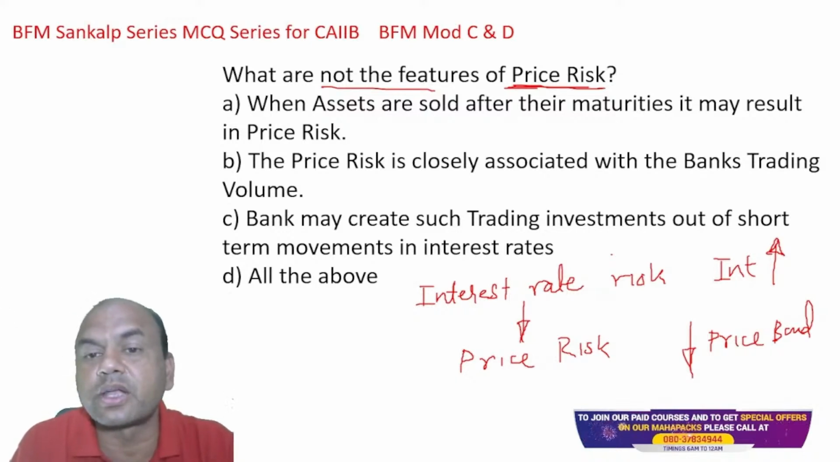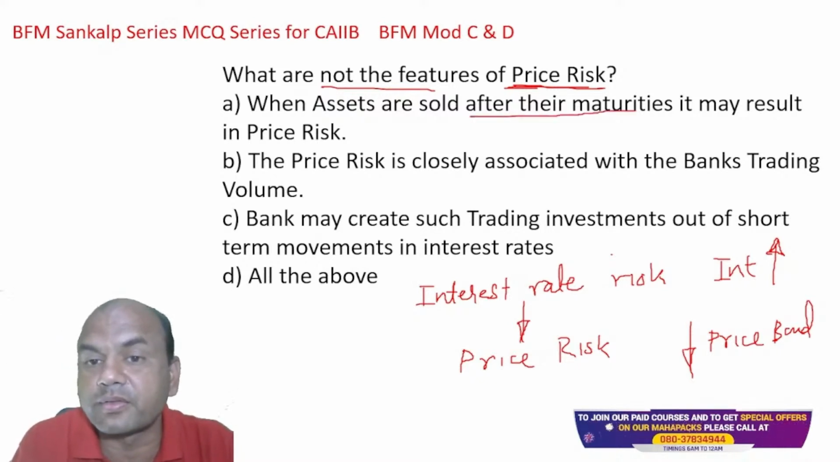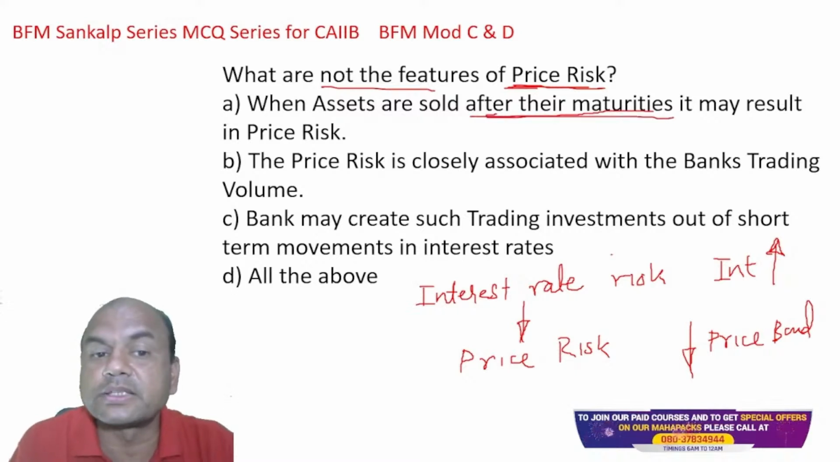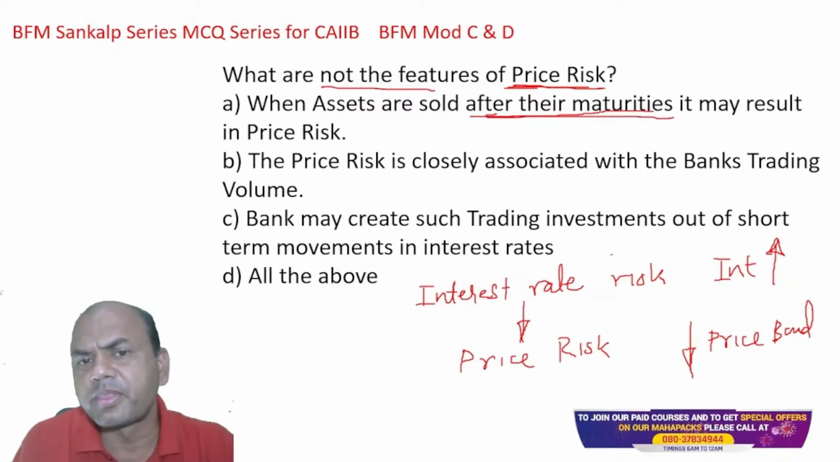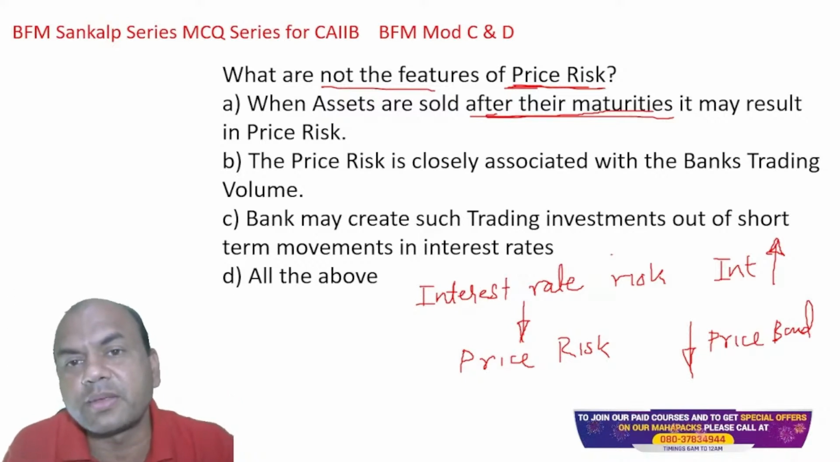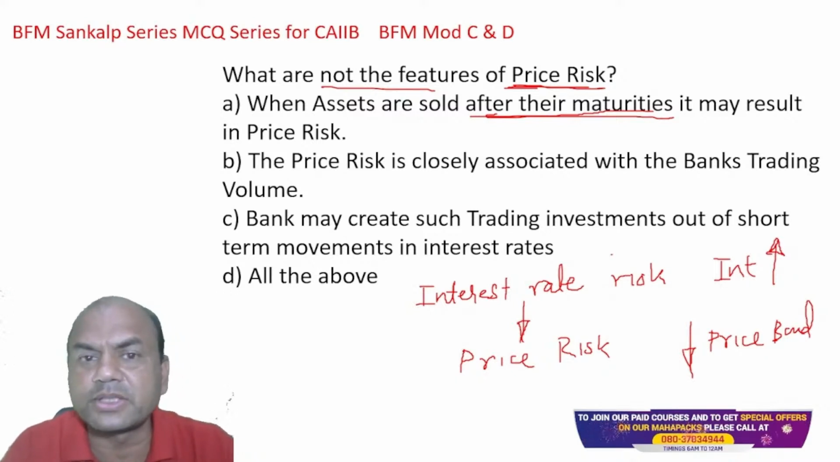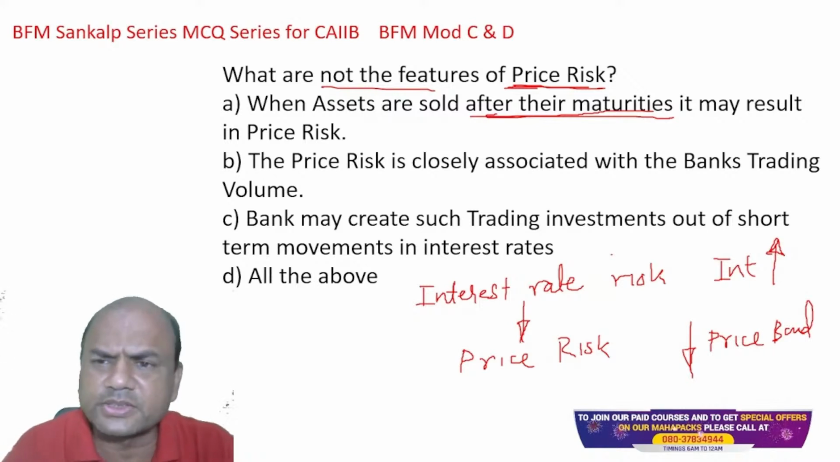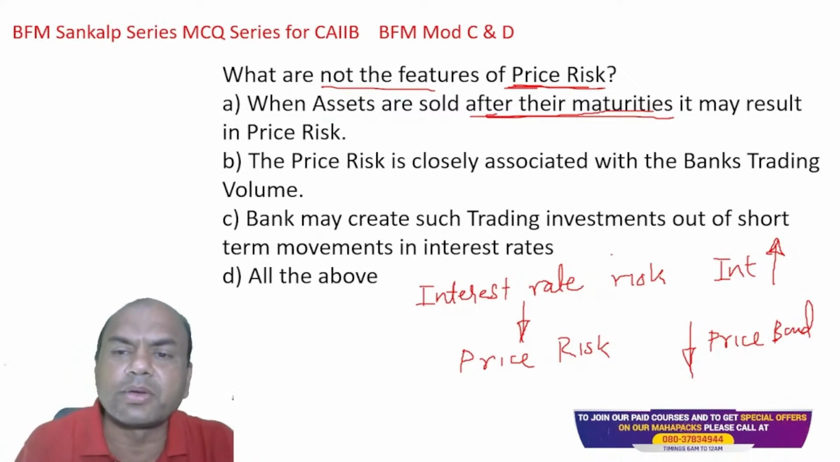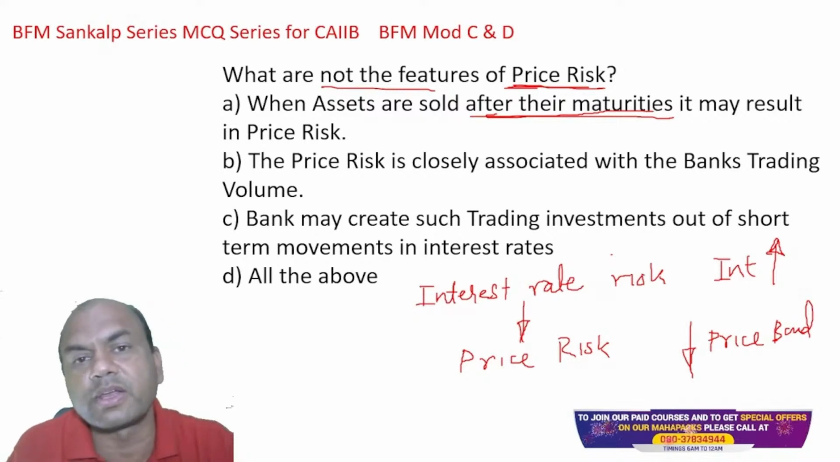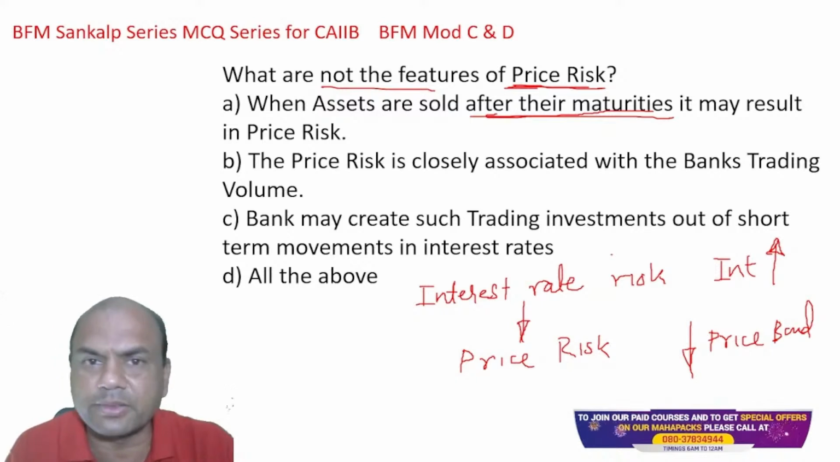When the assets are sold after their maturity, it may result in price risk. So assets are sold after their maturities, so it may result in price risk. Is it so? When assets are being sold after their maturities, I'm holding those maturities with me. So it may result in the price going up or down. Is it so? It never will, because after maturity, whatever is the final amount, I've got it over there. Now, when do I take it? That's a separate aspect altogether.